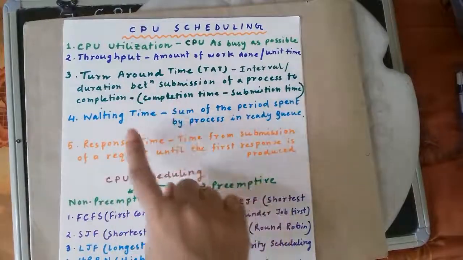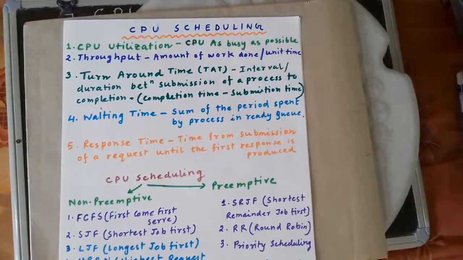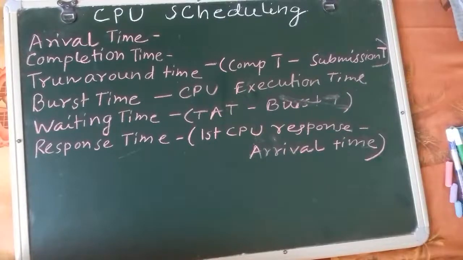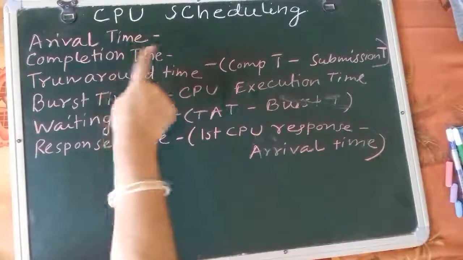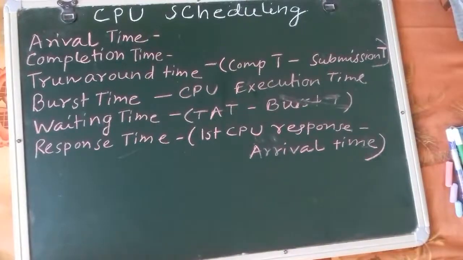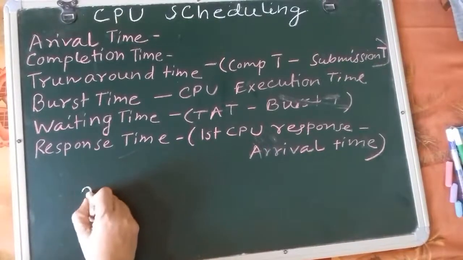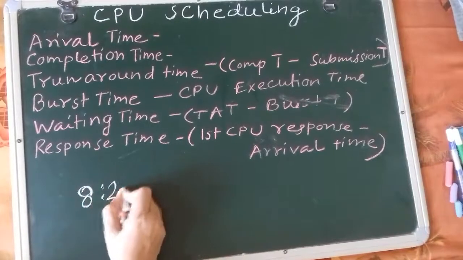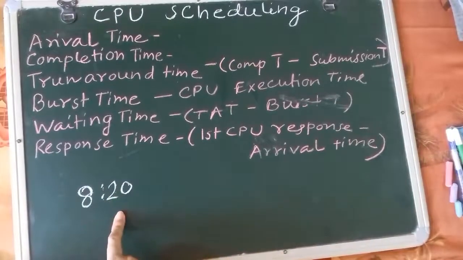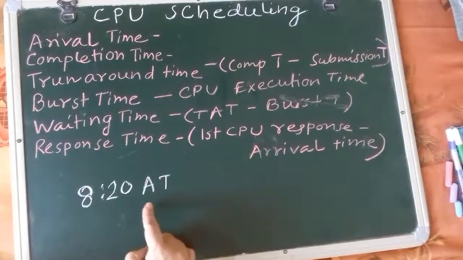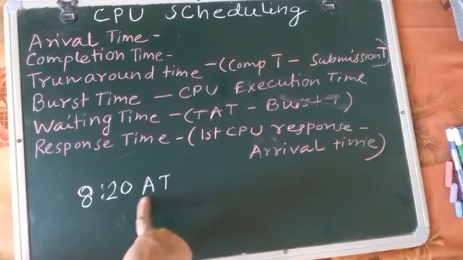Now what is turnaround time, waiting time and response time? To know this, first I will describe, then we'll go for the definition. Turnaround time depends on arrival time and completion time. What is arrival time? Let's say your college starts at 8:20. So when you are supposed to arrive at the college, 8:20, that is nothing but your arrival time. Arrival time is usually written with the abbreviation AT.